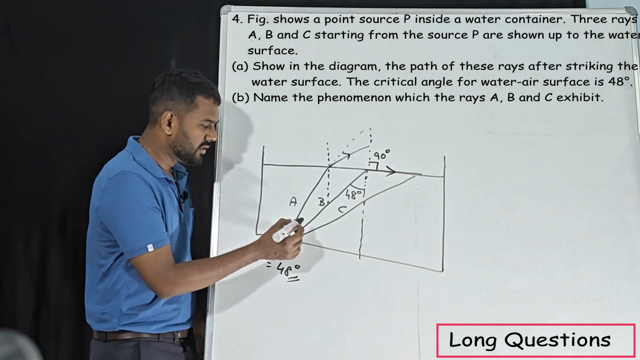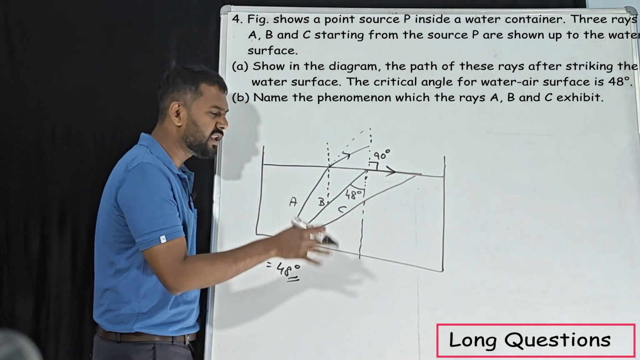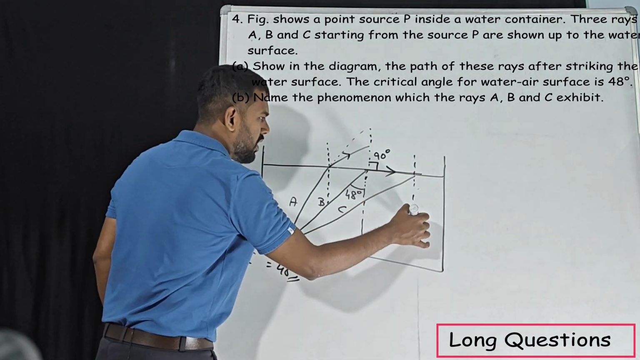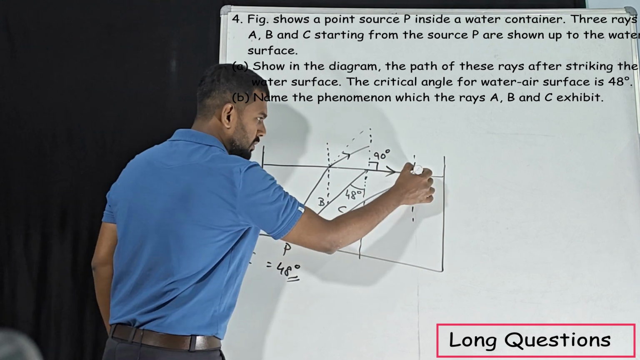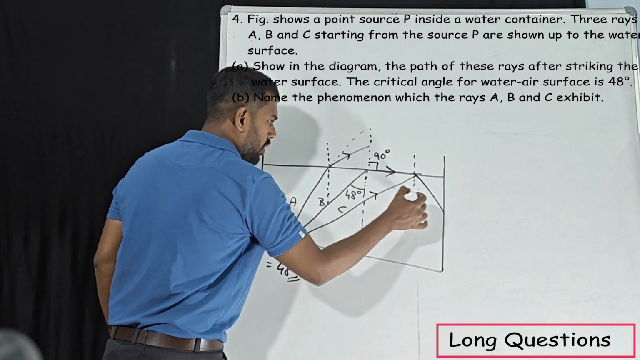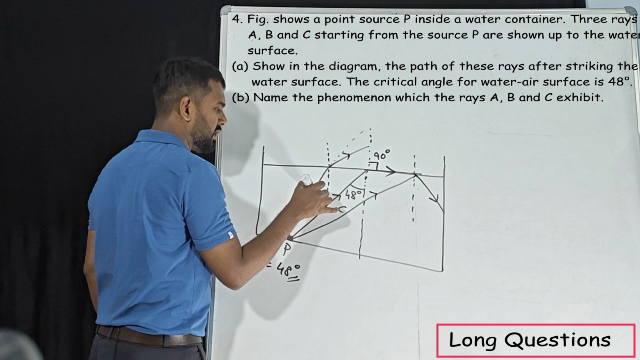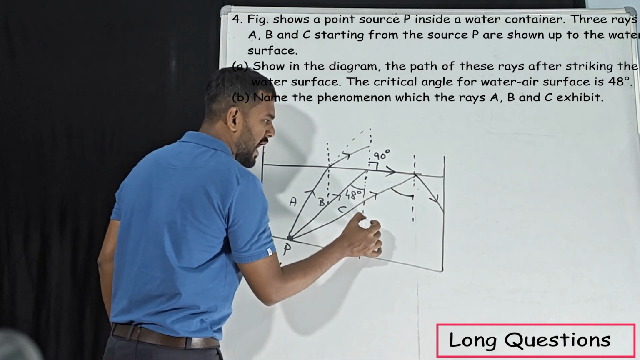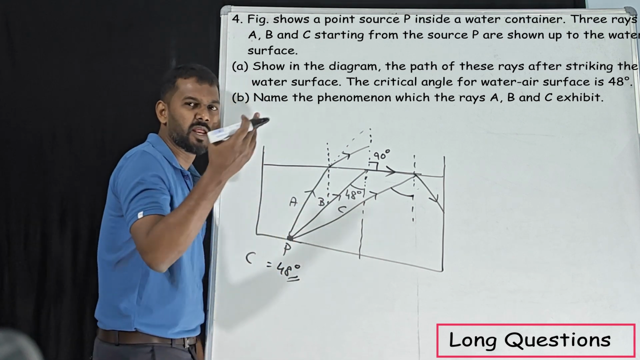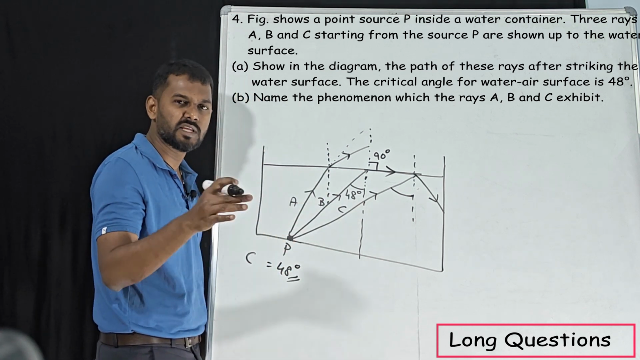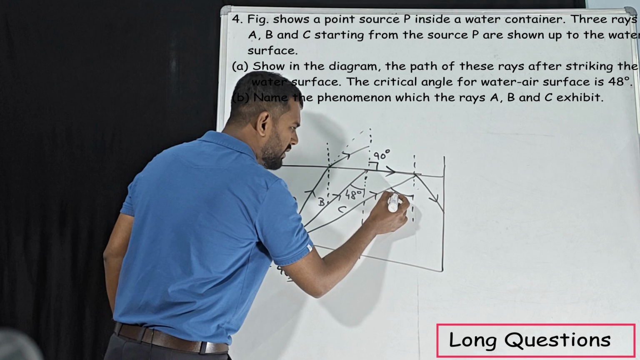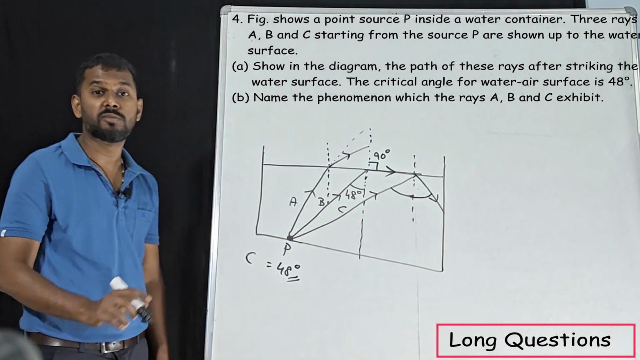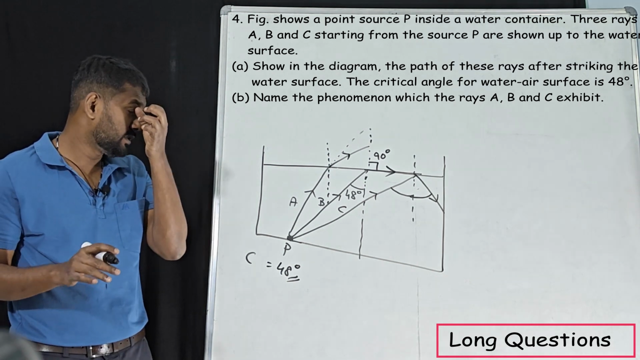Next, this ray C clearly shows that the angle of incidence is more than 48 degree. So at this point, you have to draw a normal and it undergoes total internal reflection. Assume the angle is more than 48, it can be anything, 49, 50, 80, 60, anything. Whatever the angle of incidence, that will be equal to the angle of reflection. Keep this in mind. So this is about this question.